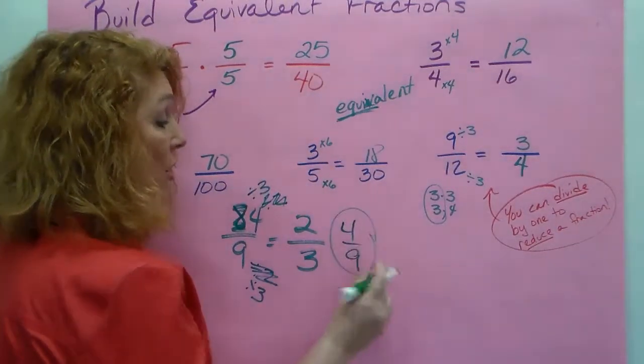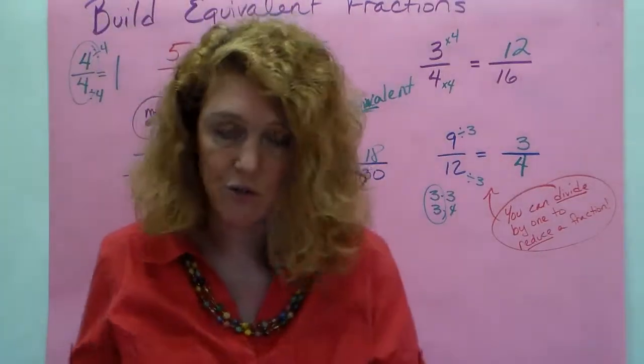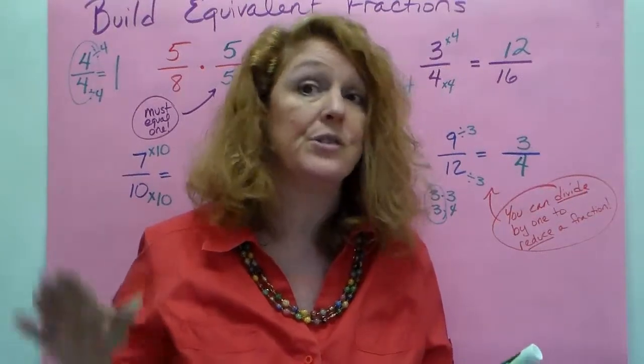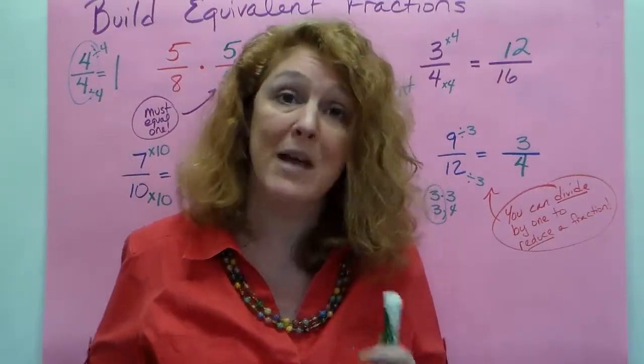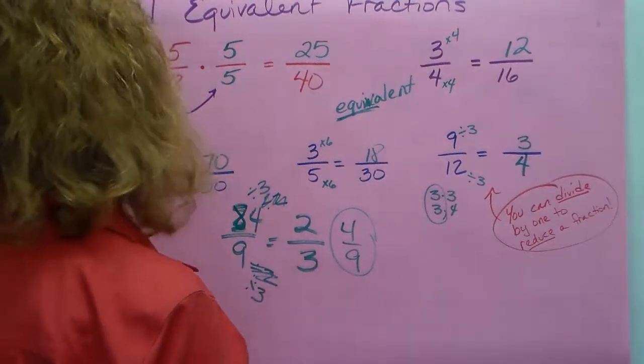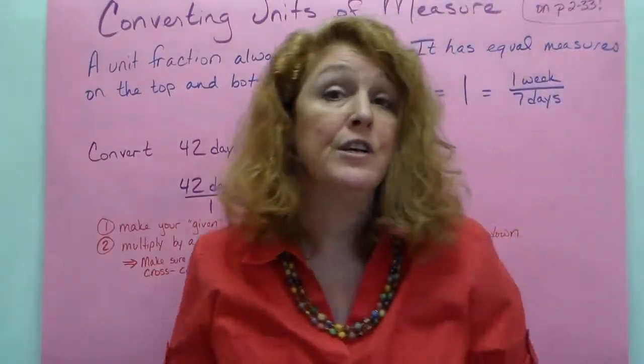4/9 is actually already reduced. You can't reduce it farther. So don't just glance at a fraction and think, oh, I know what that is reduced, because it doesn't always work that way. Make sure that you can find the number that's the top and the bottom that works for both of them, okay? Converting units of measure.